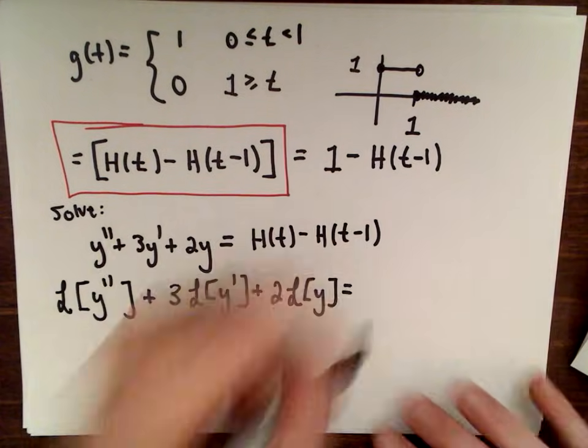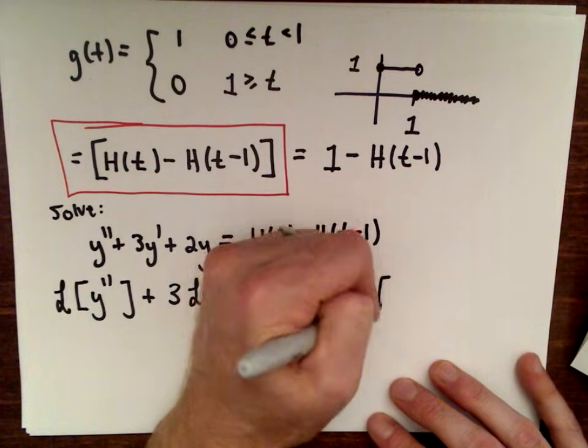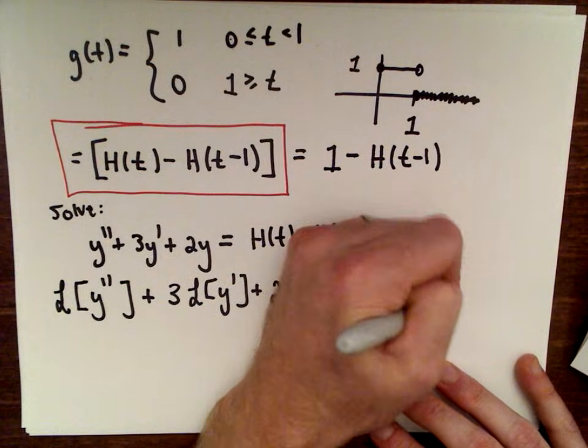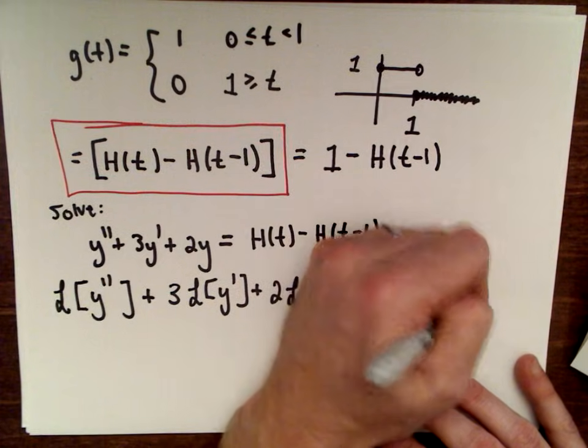And then I'm going to take the Laplace transform of the right side as well. So the Laplace transform of this Heaviside function, h of t, minus the Laplace transform of h of t minus 1.